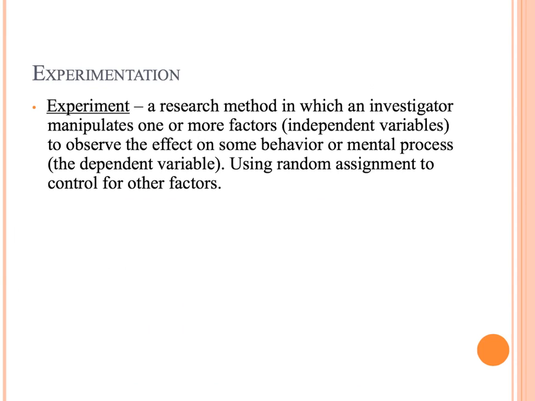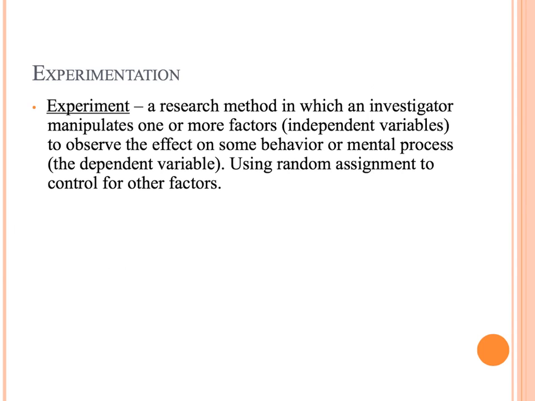What sets the experimental method apart from the other methods is that it emphasizes manipulation of one or more factors to determine the cause and effect relationship between independent and dependent variables. Experimentation also holds constant controls or other factors for the purpose of manipulation to show cause and effect.